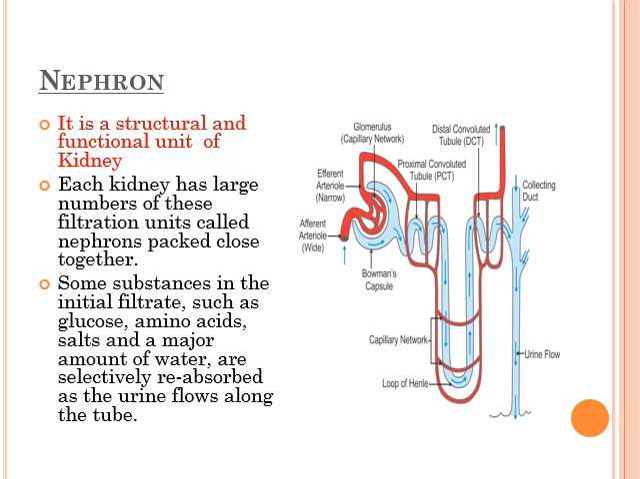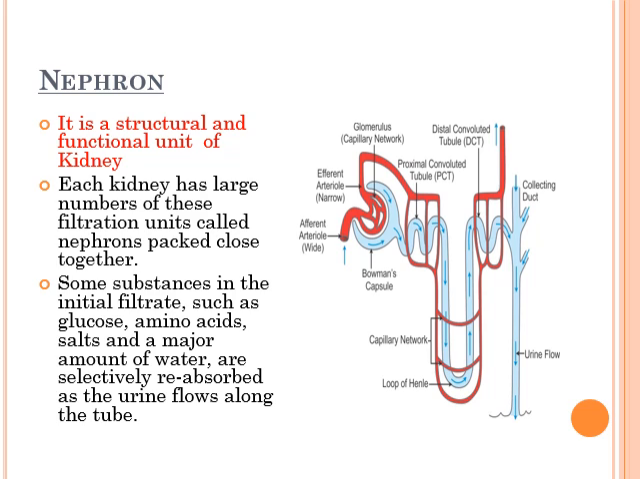Children, our kidney filters unwanted substances from the blood and produces urine to excrete them. There are three main steps of urine formation: glomerular filtration, reabsorption, as well as secretion. And this process ensures that only waste and excess water are removed from the body.